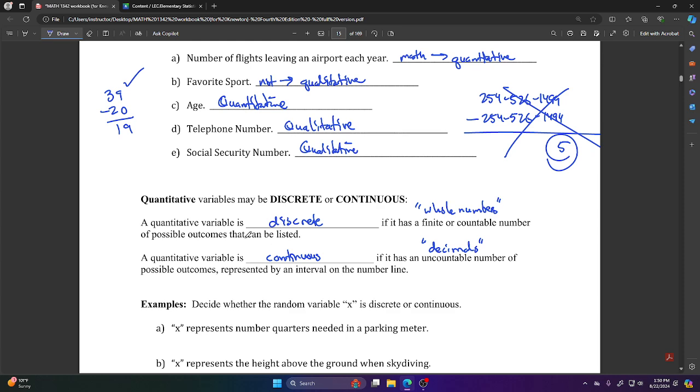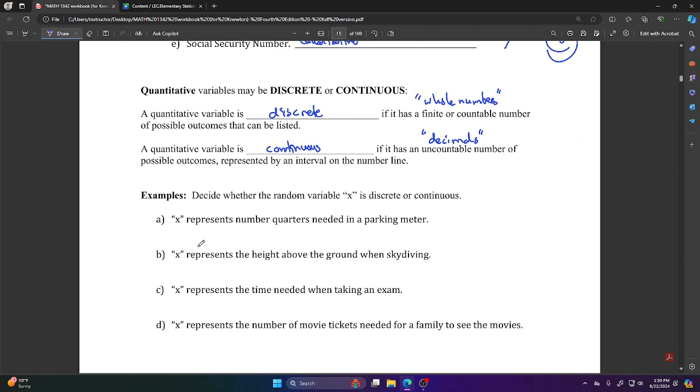Okie dokie. So we're going to use those now. Says X represents the number of quarters needed in a parking meter. Can you count that on your fingers? So which one is it going to be? Discrete, yes. Discrete, yep.